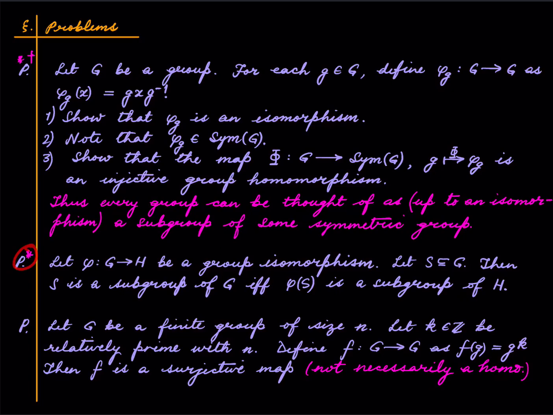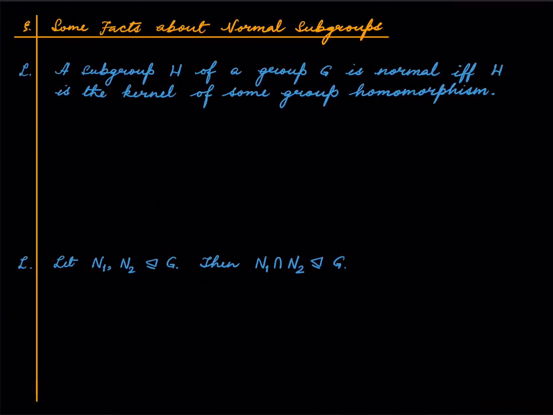This I've also marked as star. It is a very simple fact. It just says that isomorphisms take subgroups to subgroups, and that's it. Basically, a given subset is a subgroup if and only if its image is also a subgroup under a given isomorphism. All right. So now let us get started with the material of this lecture.